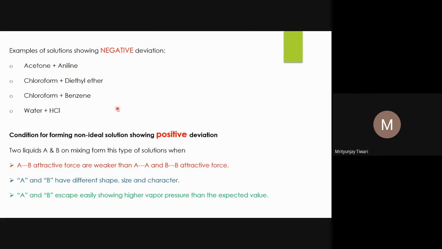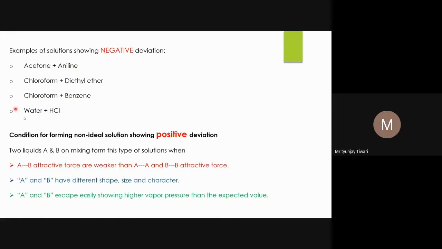Chloroform and benzene solution. We have seen chloroform hydrogen bonding; in benzene there is pi-pi stacking interaction. Now chloroform has a CH group, and this CH group can interact with the benzene ring very strongly through CH-pi interaction. That is some additional interaction, and because of that additional interaction, we see that delta H is negative, heat is released, and delta V is also negative, the molecules are compacted and come closer to each other. So such a solution shows negative deviation from Raoult's law.